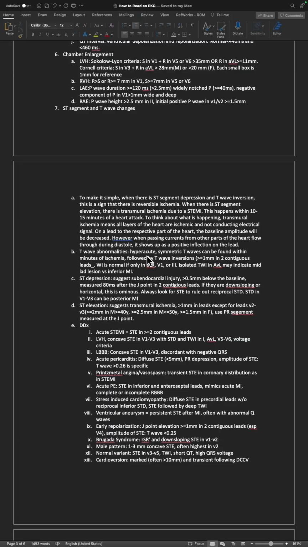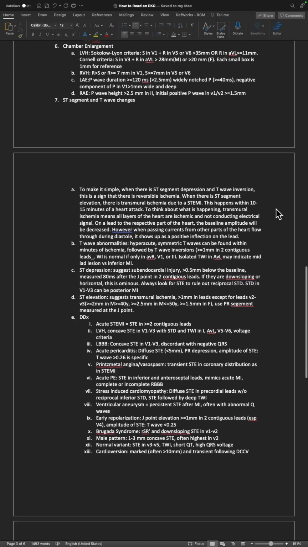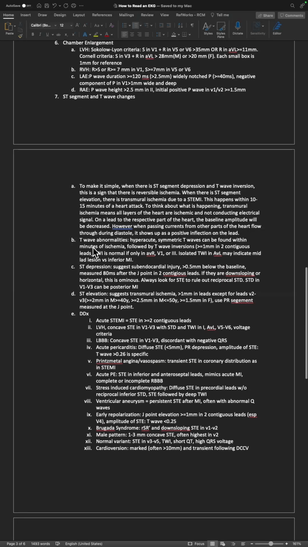This happens within 10 to 15 minutes of a heart attack. To think about what's happening, the transmural ischemia means all the layers of the heart are ischemic and not conducting electrical signal. On a lead to the respective part of the heart, the baseline amplitude will be decreased. However, when passing currents from other parts of the heart flow through during diastole, it shows up as a positive inflection on the lead.